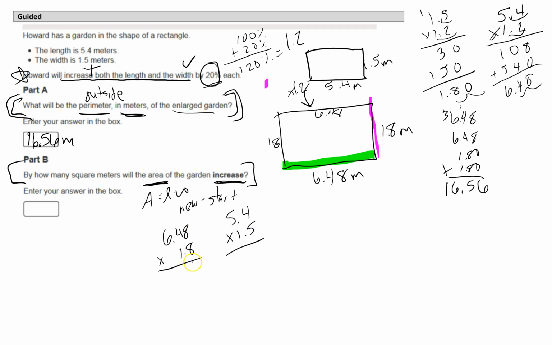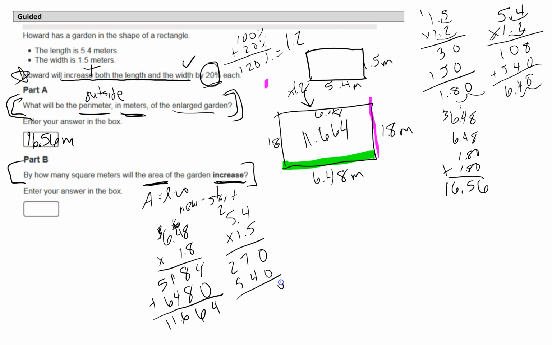So we can go ahead and multiply. Make sure you're careful with your carrying. 6 times 8 is 48, so 51. Placeholder 0, I'm going to scribble these out so I don't get distracted. 1 times 8, 1 times 4, 1 times 6, and add. So 11.664 is my new garden. And then the first garden looks like my area was, that's a 1, 8.10.